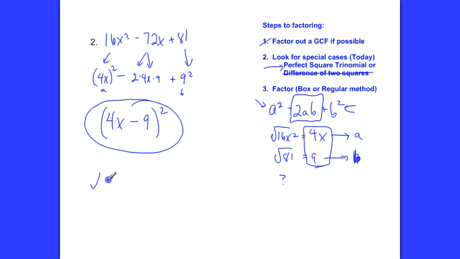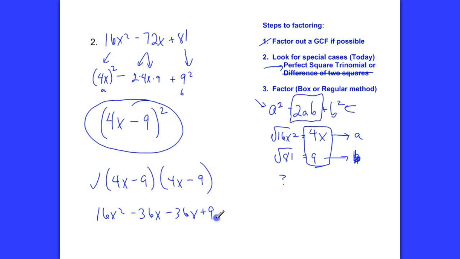You want to check it? You should. If you check it, you go 4x minus 9 times 4x minus 9. You're going to get 16x squared minus 36x minus 36x. Negative 9 times negative 9 is plus 81. There's your minus 72x. There's 81. 16x squared. There's your check, because that's exactly what we started with right there.